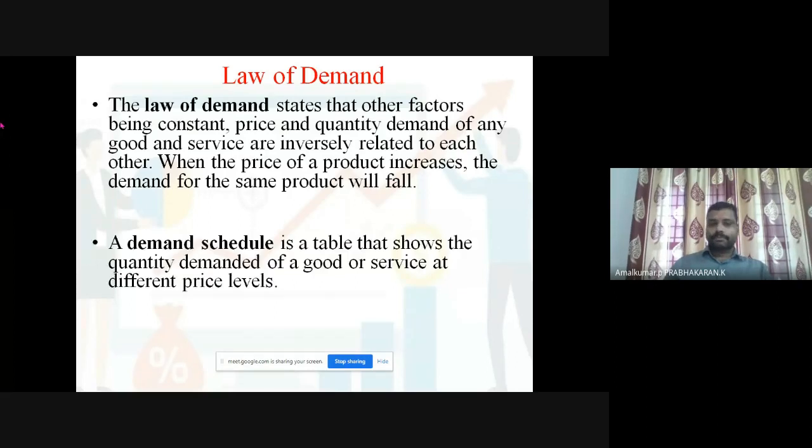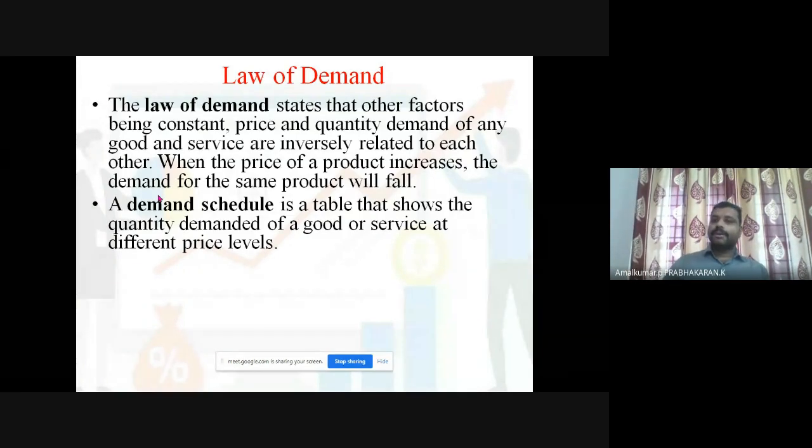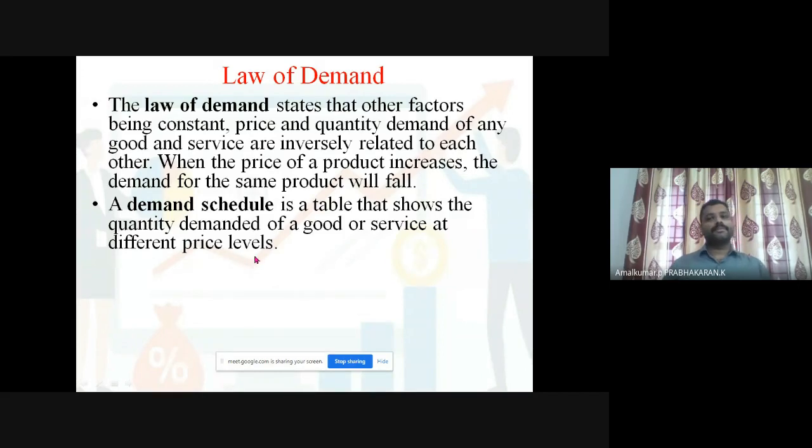Then, what is a demand schedule? We already discussed the law of demand. Then the next one is the demand schedule. What is the demand schedule? A demand schedule is a table that shows the quantity demanded of a good or service at different price levels.